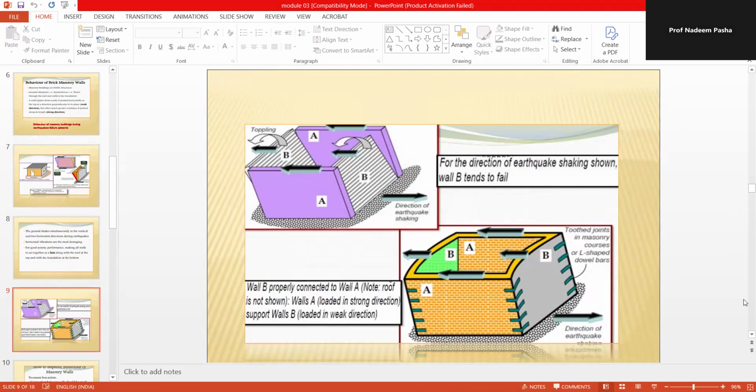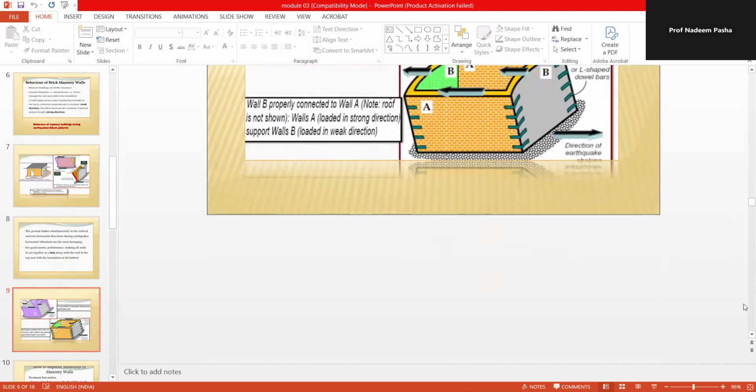For the direction of earthquake shaking shown, wall B tends to fail. The direction of the earthquake is in this direction and it is failing in this direction. Wall B is properly connected to wall A. The roof is not shown. Wall A is loaded in the strong direction, wall B is loaded in the weak direction. Toothed joints in masonry are used in L-shaped walls. Direction of earthquake in this direction.